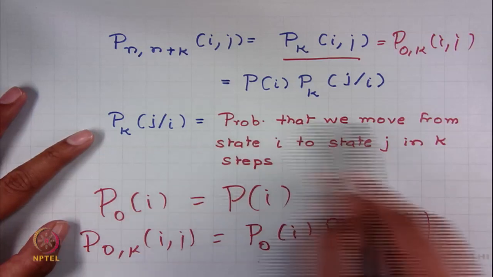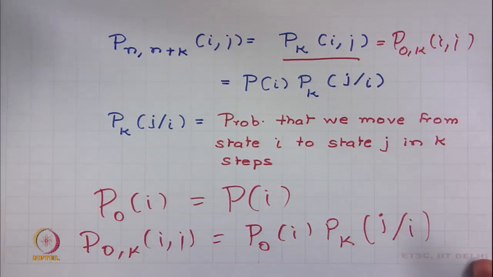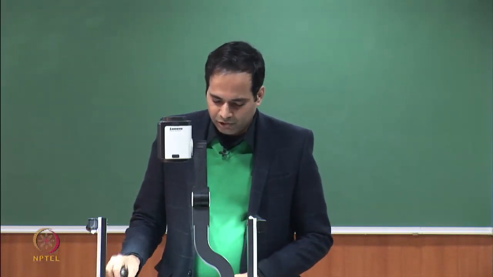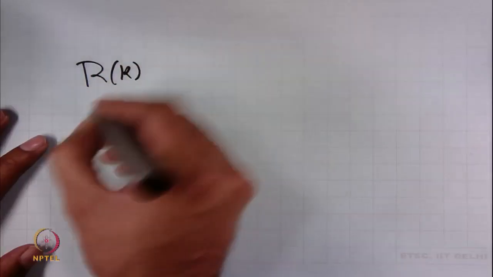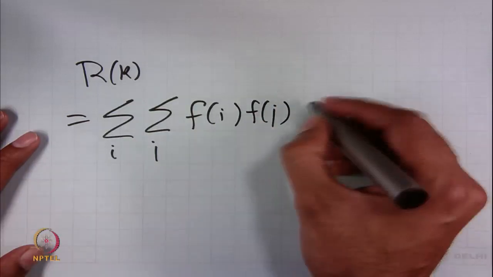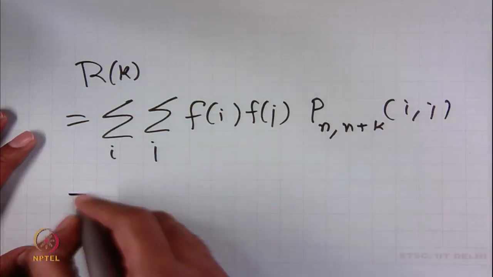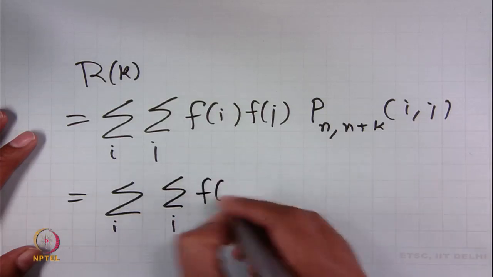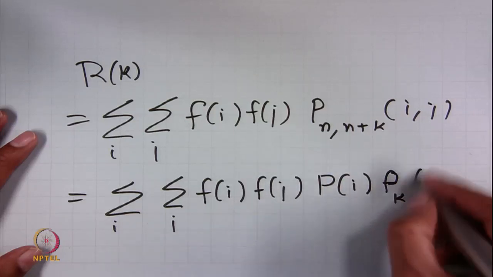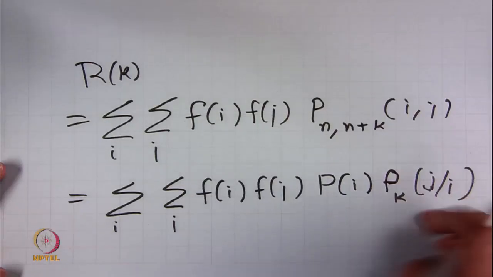It says that the probability that we move from state i to state j in k steps, because time here is discrete. Okay. So, finally, we can simplify that expression. So, we said R of k is summation over i, summation over j, f of i, f of j, P_{n, n+k}(i, j), which can be replaced by this. Okay. So, instead of this we can use this.